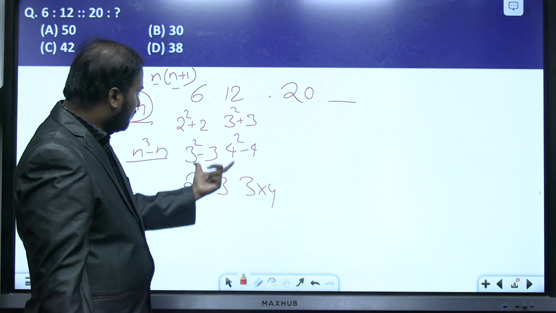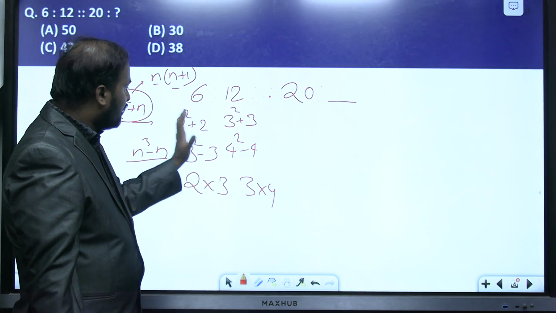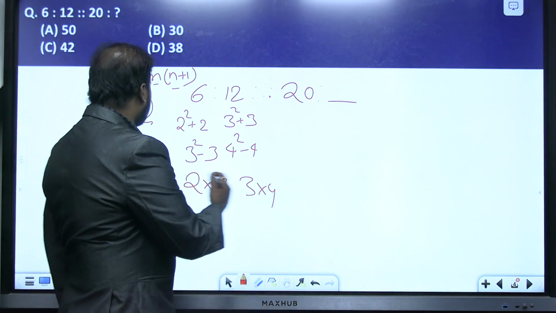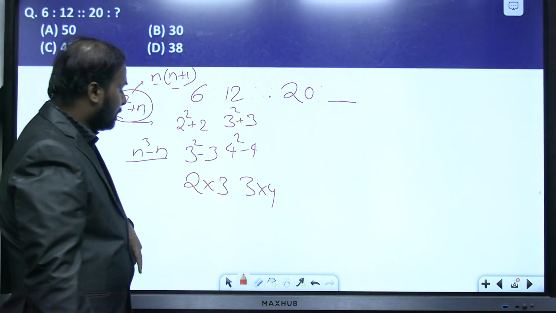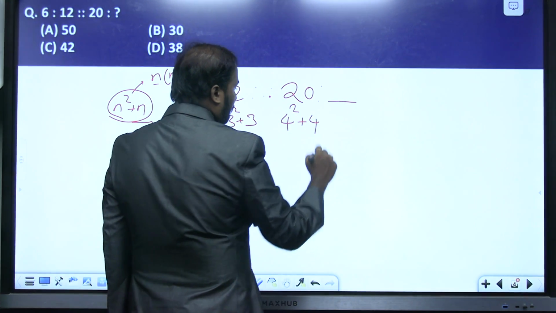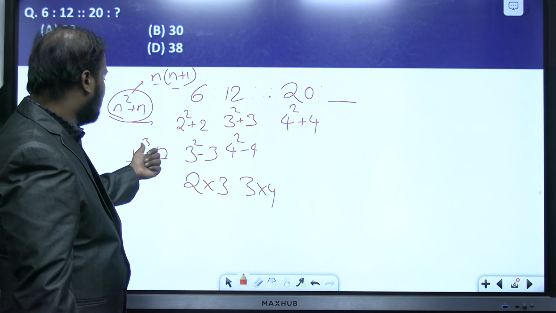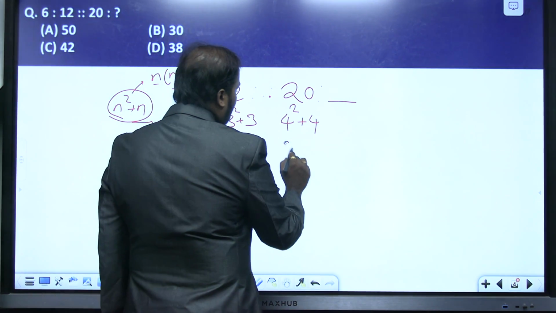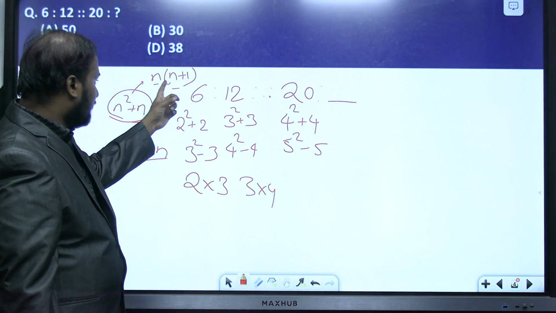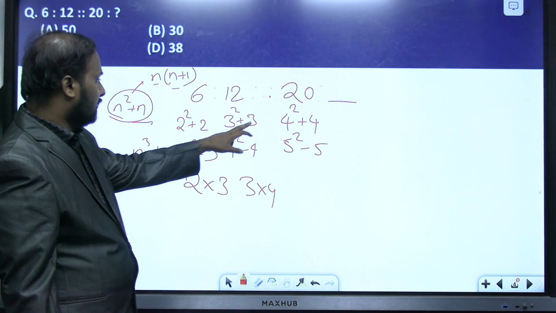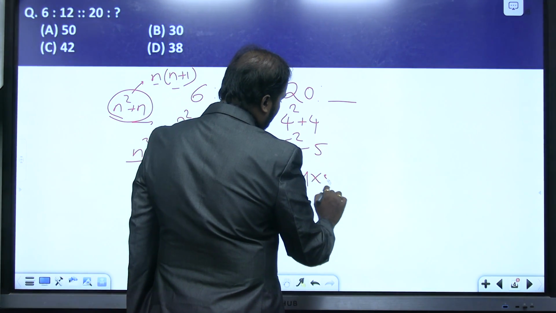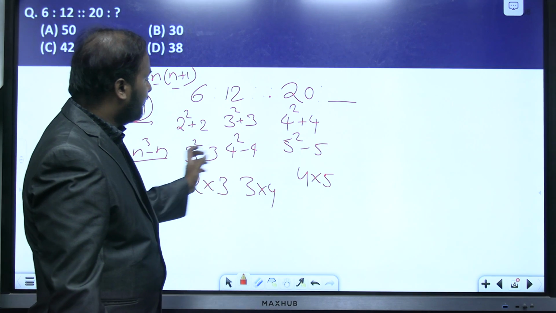Similarly, whatever relation you got, you have to apply this relationship to the question and try to get the answer. For example, in the format of n square plus n, how can I write 20? That is 4 square plus 4. If I want the format of n cube minus n, I can write 5 square minus 5. If I want to write in the format of n into n plus 1, because it is n square plus n, I can easily write 4 into 5. So you can apply anything and get the answer.